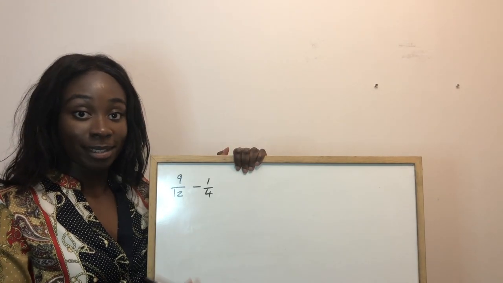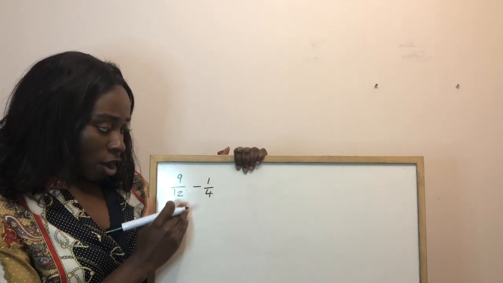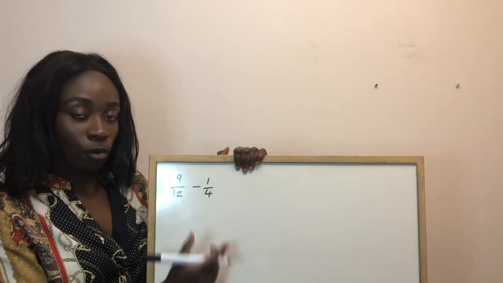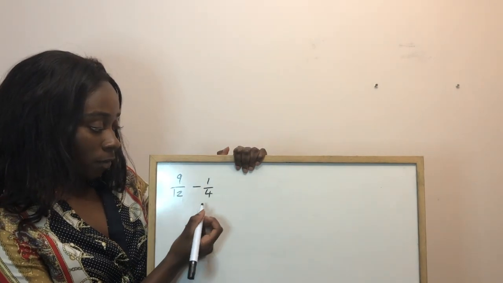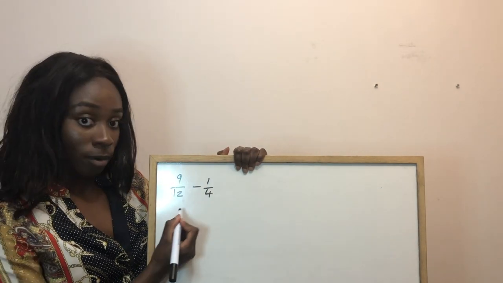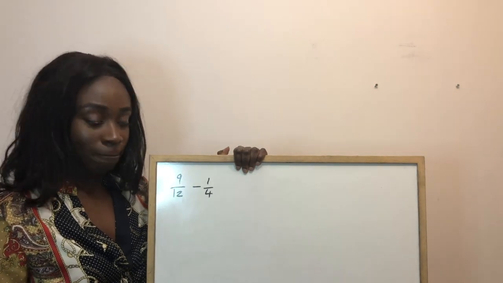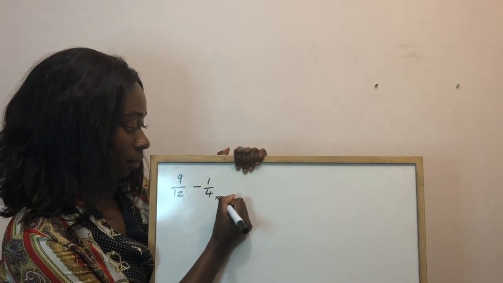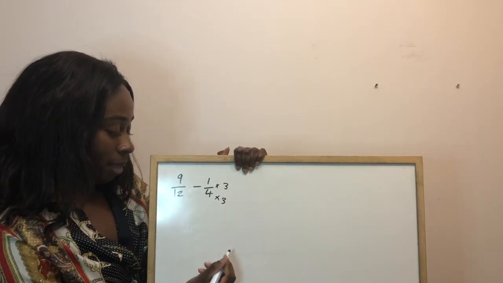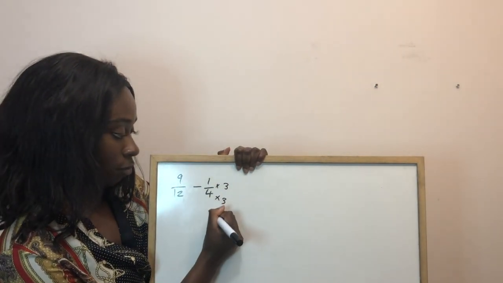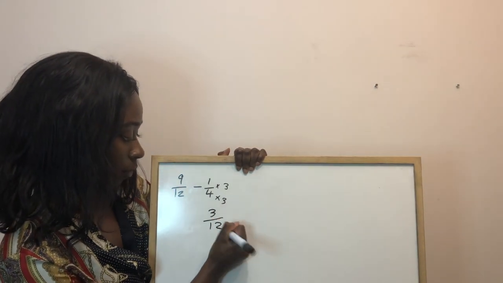So now we're going to be subtracting fractions. So we've got 9 over 12 and 1 over 4. And this works the same like addition. So we've got 9 over 12. So what we need to do is convert the 4 into 12. So how are we going to do this? We're going to times by 3. And what you do to the bottom, I said you must do to the top. So you times that by 3. So you're left with a fraction that is 3 over 12.